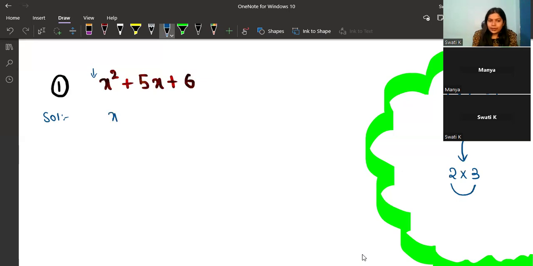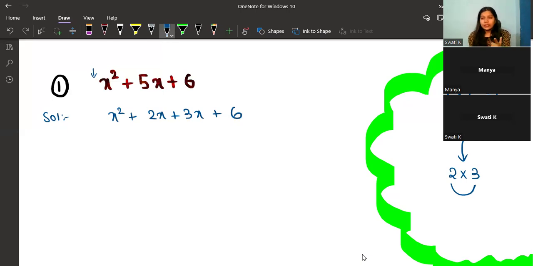Correct? So x squared plus, can we not write down 5x as 2x plus 3x? So we have done the splitting of the middle term. That is why it is called middle term split. And then plus 6 as it is. Any doubt in the first step, Manya? All the questions you have to solve using this only.